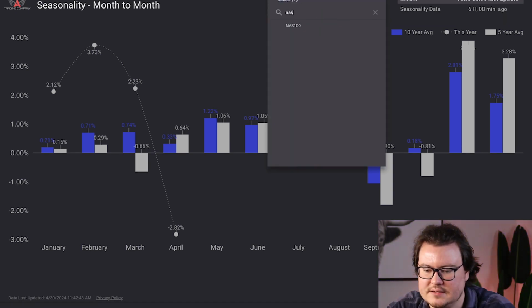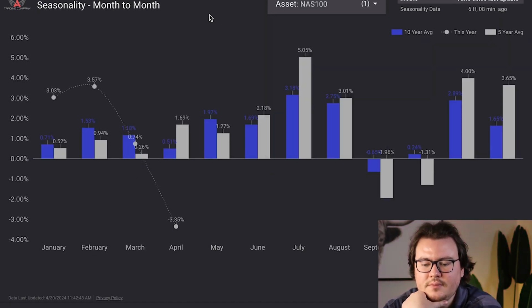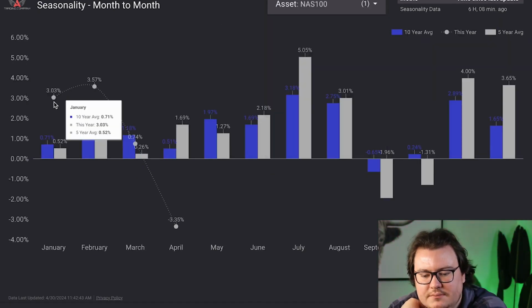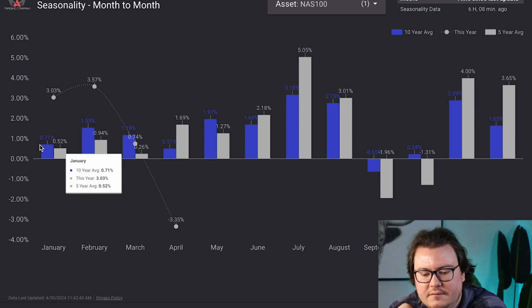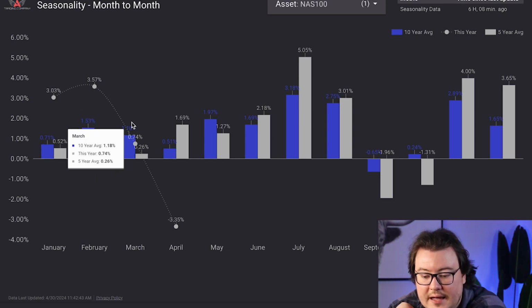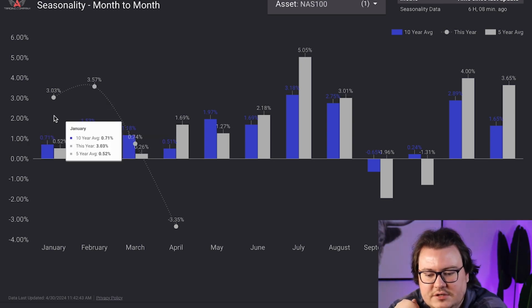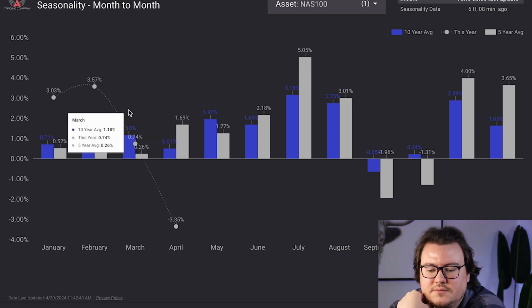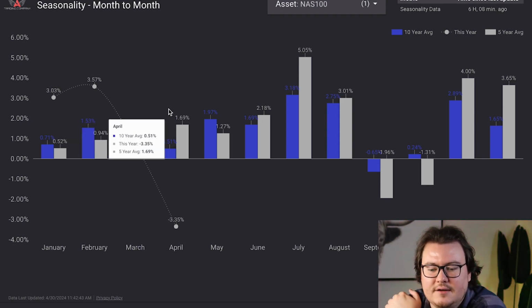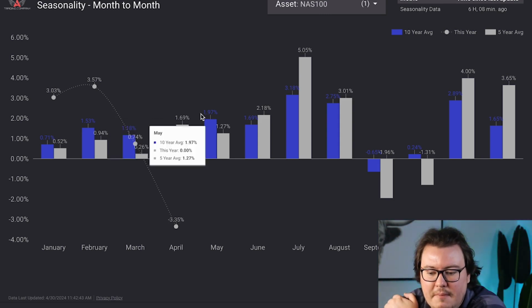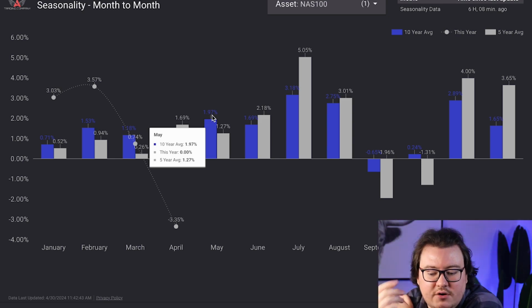So I'm going to type up NASDAQ. And here we go. So very similar to what we saw with the S&P. Historically speaking, January, February, March, and April are all positive months, and we saw that for the first 3 months of the NASDAQ, but as we know, it pulled back a lot during the month of April, so this month it did not follow suit. The previous 3 months, though, it did. Looking ahead to May, we can see in the 10-year average, we have historically about a 2% increase, but in the 5-year average, we see a 1.27% increase.